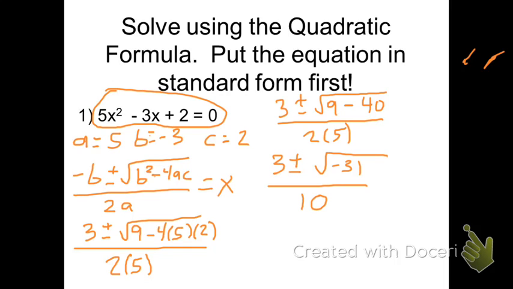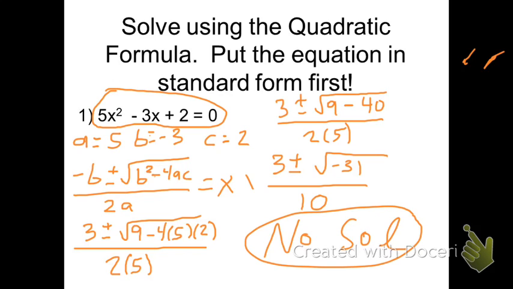Now, notice how you have the square root of a negative number. Well, you can't take the square root of a negative number, because there's no number that you can multiply by itself to get a negative. So, whenever you have a negative for your discriminant, and discriminant just means what's under your square root symbol, b squared minus 4ac, you're going to have no solution. So this would be no solution because of that negative sign right there.